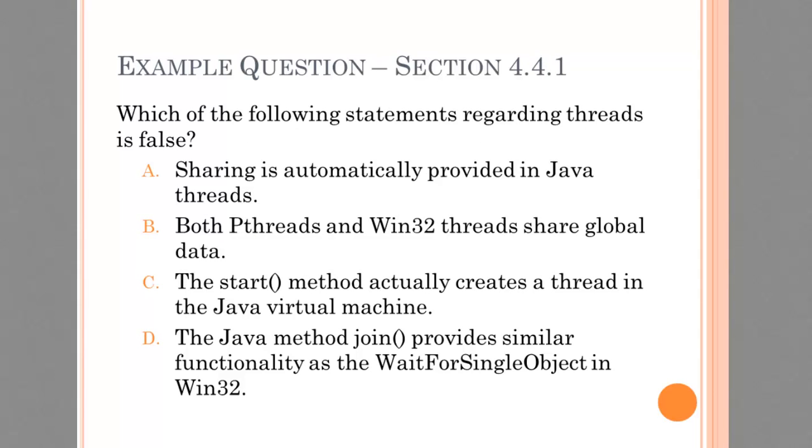Which of the following statements regarding threads is false? Sharing is automatically provided in Java threads. Both pthreads and Win32 threads share global data. The start method actually creates a thread in the Java virtual machine. The Java method join provides similar functionality as the wait for single object in Win32.